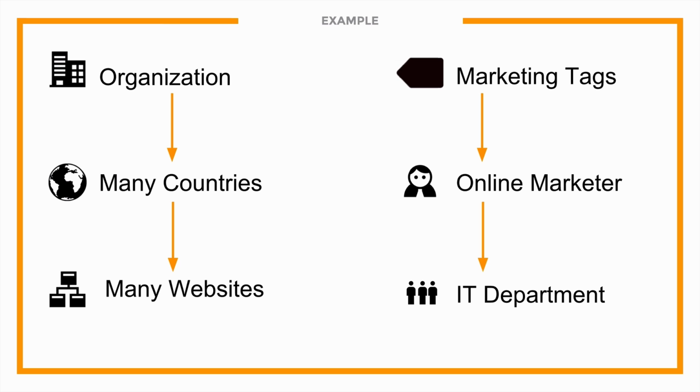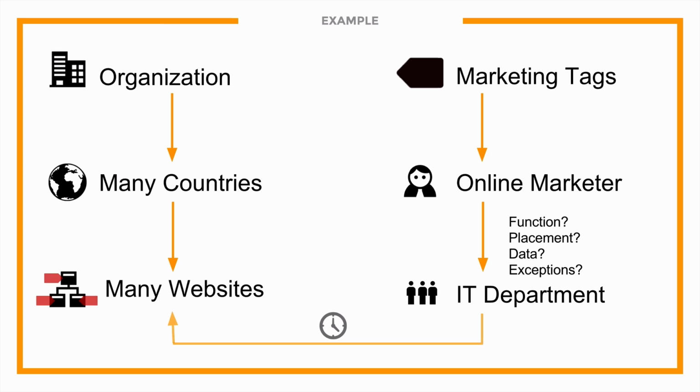Now, depending on the maturity of the IT department, there might be some questions that might come up. For example, what is the function of the tag? Where should it be placed? Which data should be transferred over to the marketing vendor? And are there any exceptions that we need to handle? Or should we just install this tag on all the pages? So hopefully these questions get asked and handled before we start our actual tag deployment, where the IT goes in and places the codes on your website.